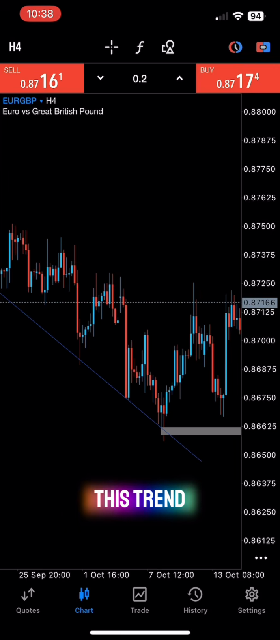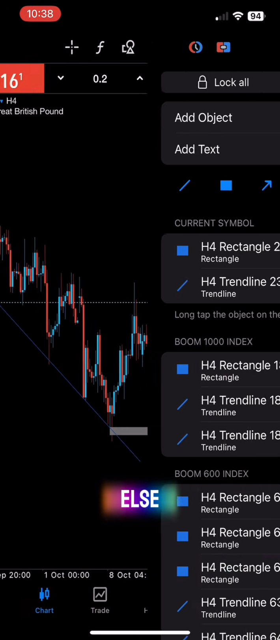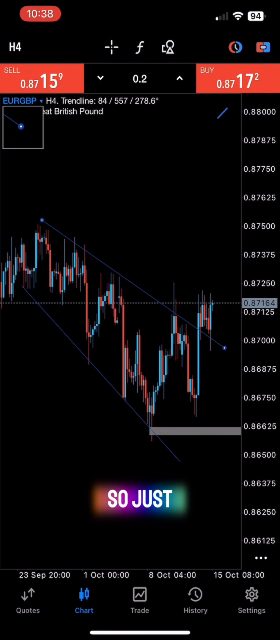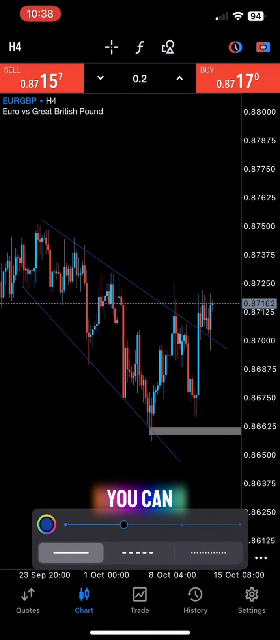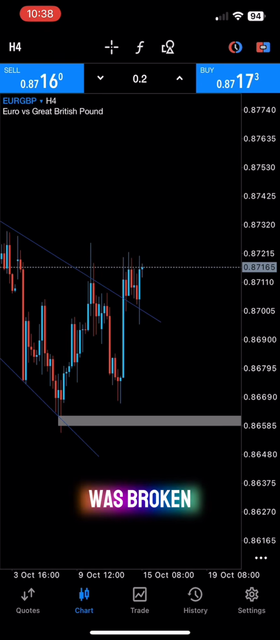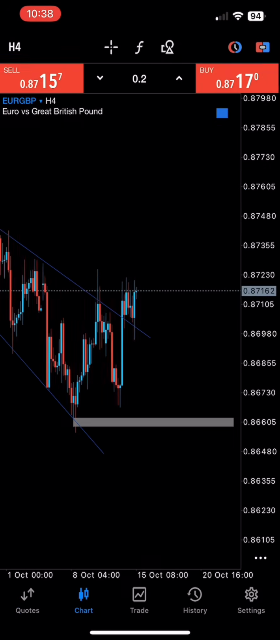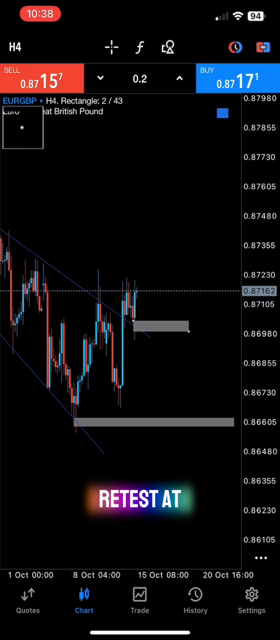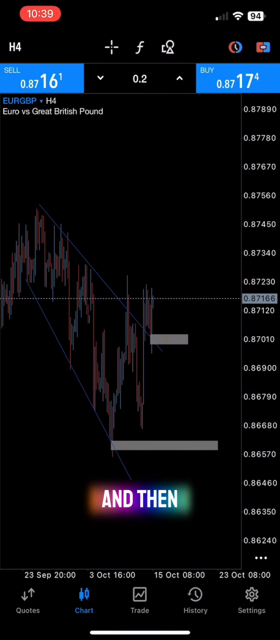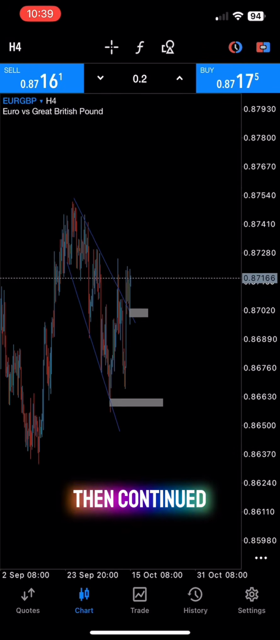So after this trend line was followed for a long time, the market created something else that is different from this pattern, right? So judging by the looks of it, you can clearly see that this one was a falling wedge, right? So this falling wedge was broken to the upside, right? So after the falling wedge broke to the upside, the market came back with a retest at the shadow zone where I'm putting the shadow zone right now, and then it continued, right? It then continued going up, right?